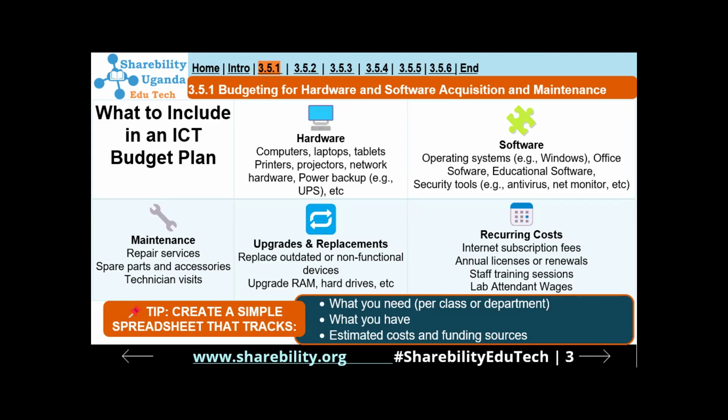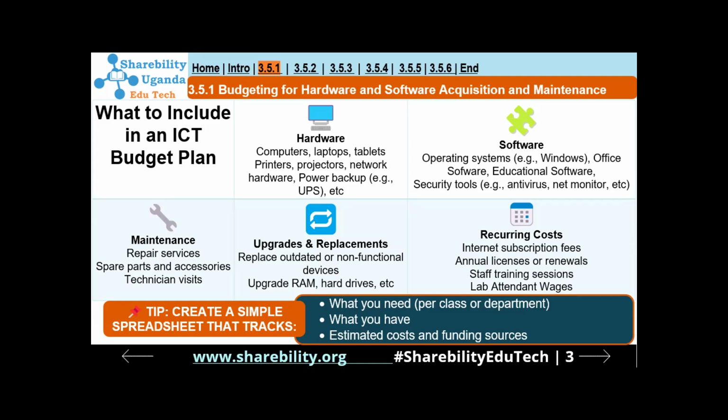Yet, we are supposed to budget for replacements. Then we also have recurring costs like internet subscription fees, annual licenses, and staff training sessions, because the staff are the ones going to use these computers. They need to be trained so that they can use them well. And even the lab attendant needs to be paid.